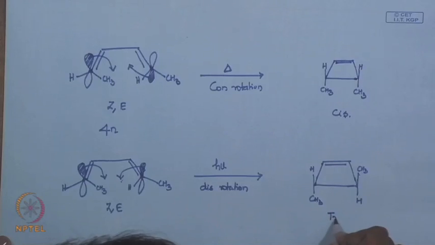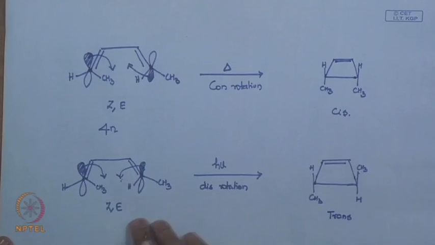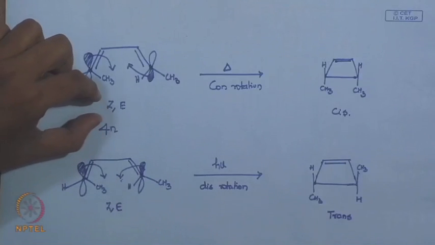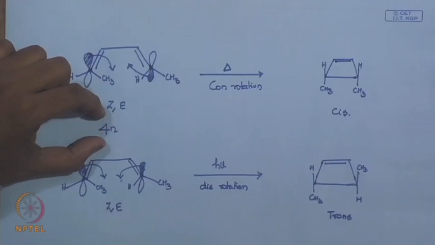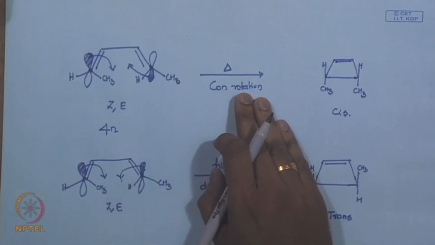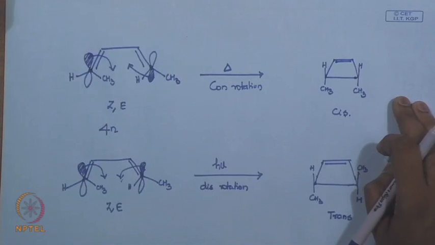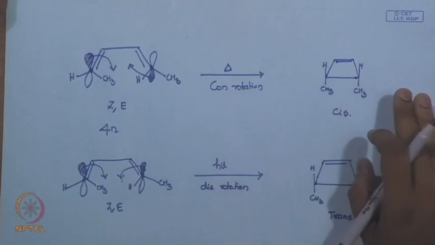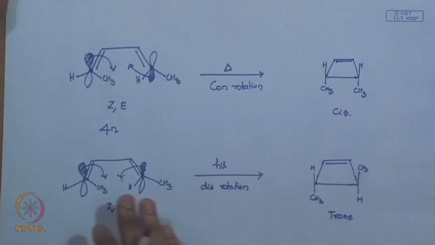I get a trans. See, that is how the electrocyclic reaction becomes really interesting. You take the same substrate, the ZE butadiene. Once you heat it, you end up with a cis product. But on the other hand, if you shine light, you end up with a trans. That is where these reactions are really interesting.